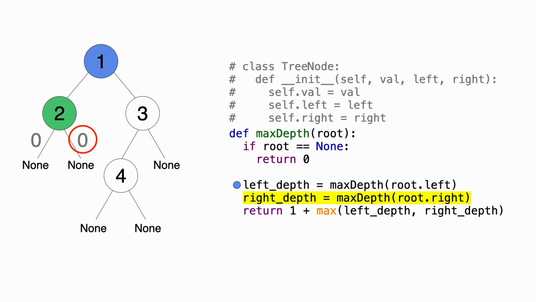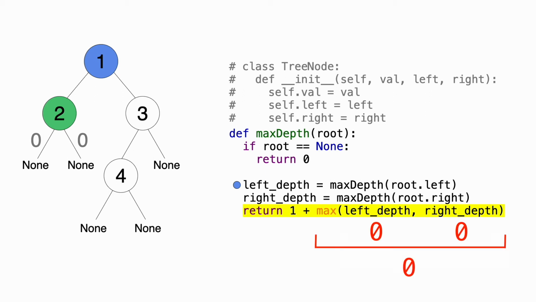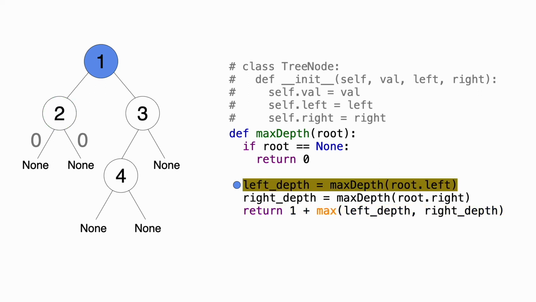We're finally done traversing both branches of the green node, so we can return the maximum depth that was found. In this case, both the left and right depth were 0, so the max of both of them is still 0. But since we also need to count the node that we're currently on, we're going to return 1 plus 0. We're now going to return to the function where the blue node is the root, and we'll pick up right here where we left off. We returned 1, so the left depth variable is now 1.